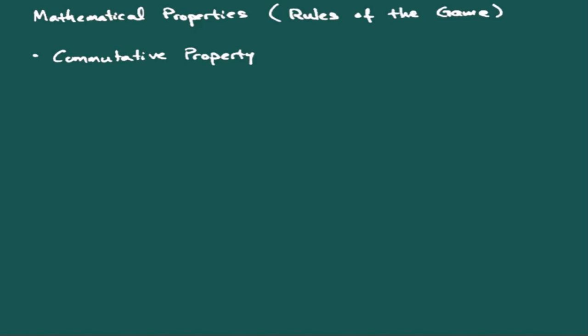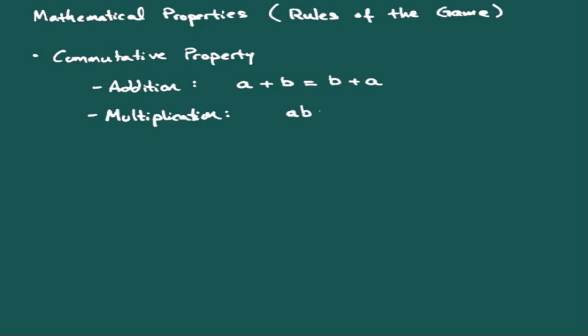which is called the commutative property. Now we're going to have one commutative property for addition, which is basically just going to say if we add a plus b, that's the same thing as b plus a. Now we're going to have a similar one for multiplication, which again is just saying that a times b is going to be b times a.